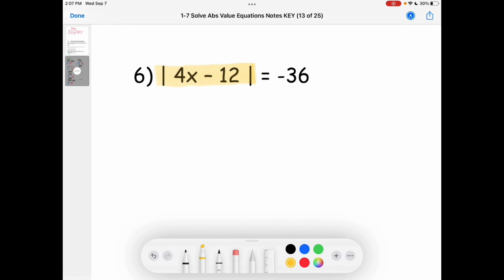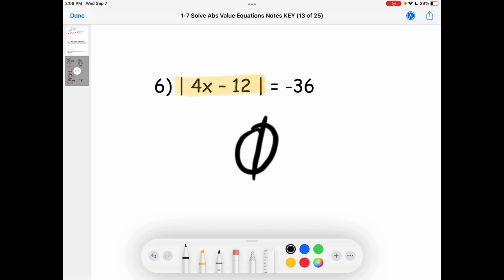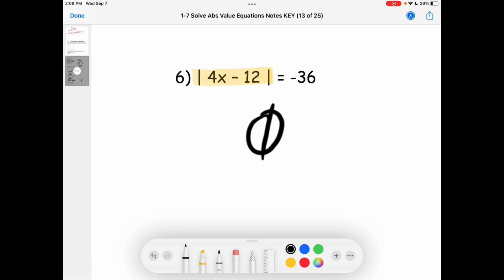So how in the world, I ask you on problem number 6, how in the world is the absolute value of something going to be a negative number? How is the distance between that thing that's highlighted and 0 going to be negative 36? And the answer is that it's not negative 36. In fact, there is no distance that's negative 36. What this is telling us is that we have an equation that does not have a solution.